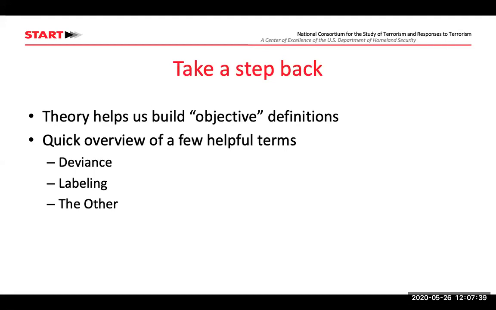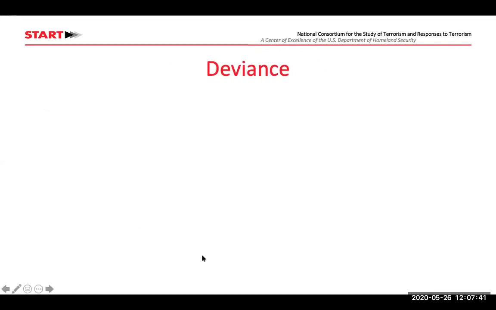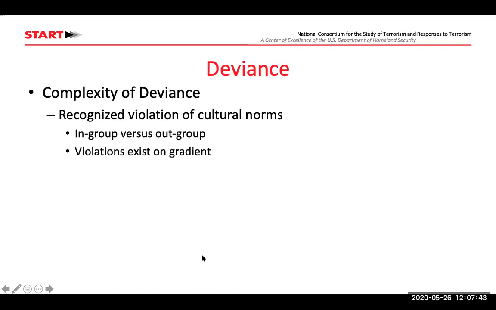the other. So deviance is in some ways complex. It's this recognized violation of cultural norms. So it is the basis of the in-group and the out-group. If you are a part of the in-group, you understand the cultural societal norms. If you are not a part of the in-group, you don't understand those norms. If you violate those cultural norms, you are now a deviant.